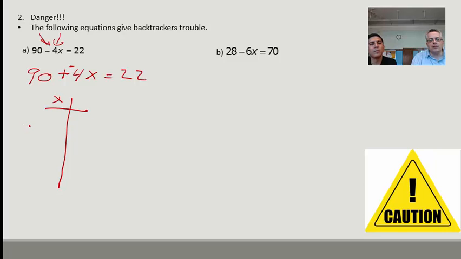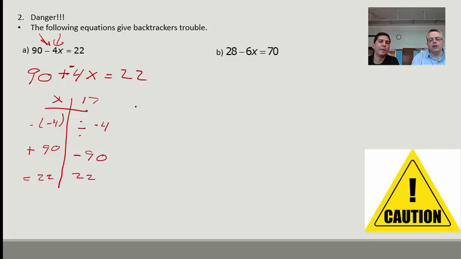So times negative 4, plus 90 equals 22. So we're going to do 22 minus 90. And then since we multiplied by negative 4, we have to divide by negative 4. And the result should be positive 17.